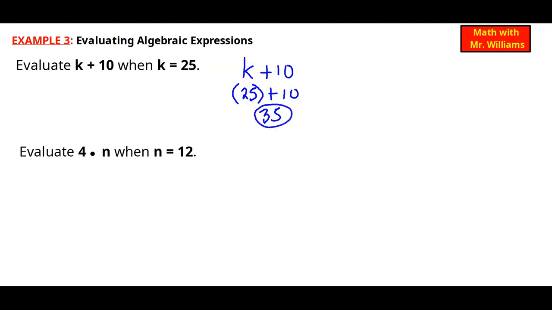All right, the next one we have 4 times n when n is 12. So let's write the expression. Now we're going to substitute the 12 for the n, and then 4 times 12 will give us the product of 48 as our answer.